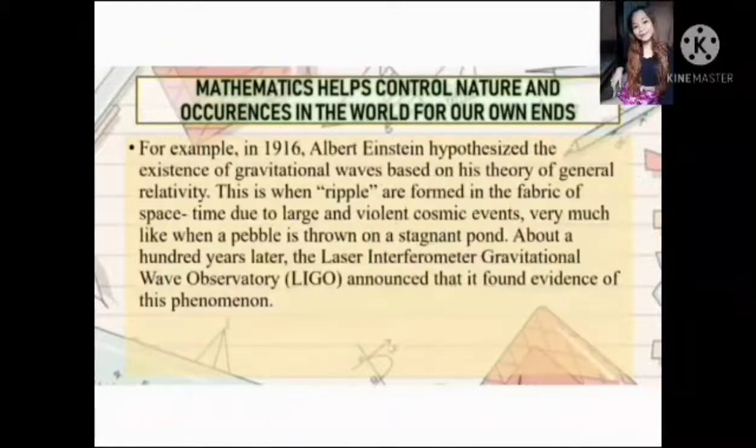For example, in 1916, Albert Einstein hypothesized the existence of gravitational waves based on his theory of general relativity. This is when ripples are formed in the fabric of space-time due to large and violent cosmic events, very much like when a pebble is thrown in a stagnant pond. About 100 years later, the Laser Interferometer Gravitational Wave Observatory, LIGO, announced that it found evidence of this phenomenon.